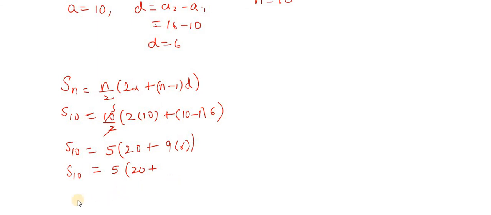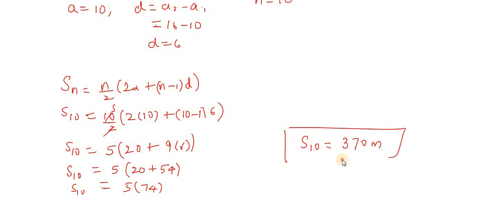9 sixes are 54. So simplifying further, S10 is equal to 5 into 20 plus 54, which is 74. So 5 times 74 is equal to 370 meters. So therefore that girl has to run 370 meters. The total distance traveled by the competitor is 370 meters.